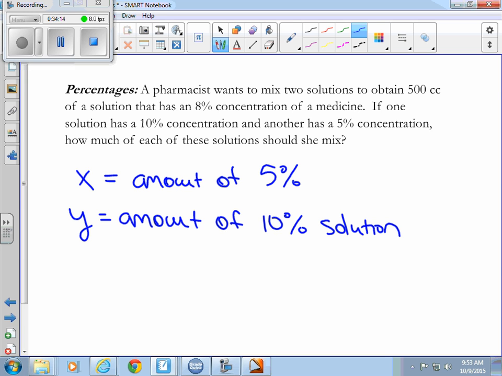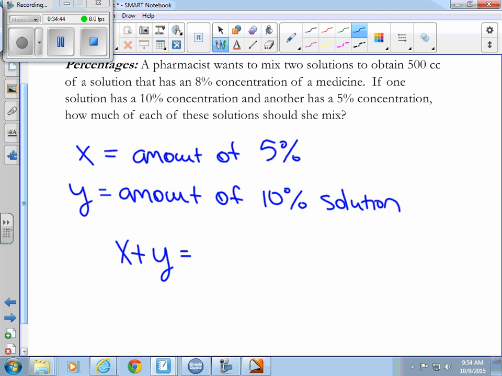Okay, any questions so far? Why I would pick those two unknowns? What do I know about X plus Y? Notice I'm going to use that a lot. Something equals 8. What about just X plus Y? How much solution am I making? 500 cc's. That's an amount. So 500. So X plus Y equals 500. Does everyone agree? The two pieces, two parts, need to add up to 500.